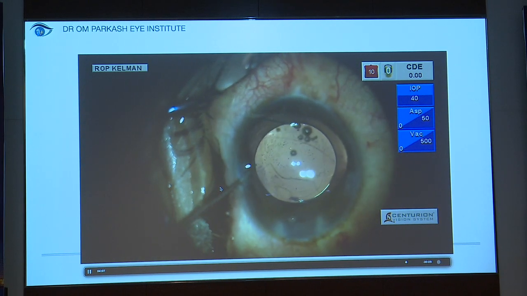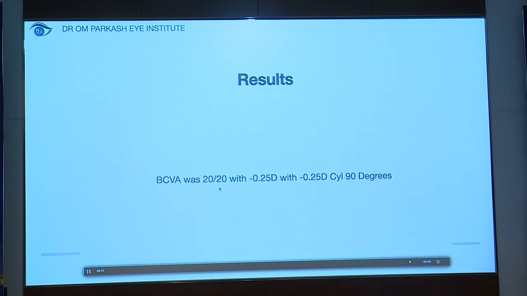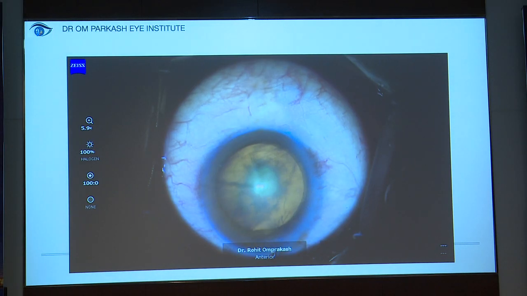So this is how we can manage in an adult. These were the results in these patients. This is with a pre-existing defect in which the nuclear sclerosis was grade 2 to grade 3. Do I have 2 minutes for this? Yeah. So I'll just continue.